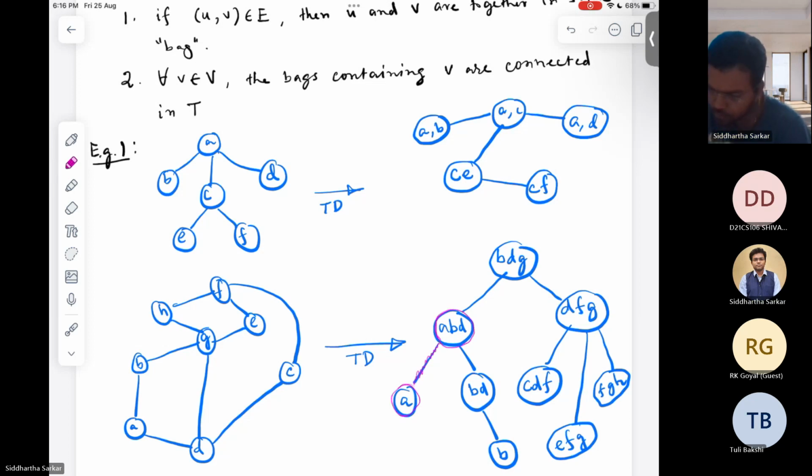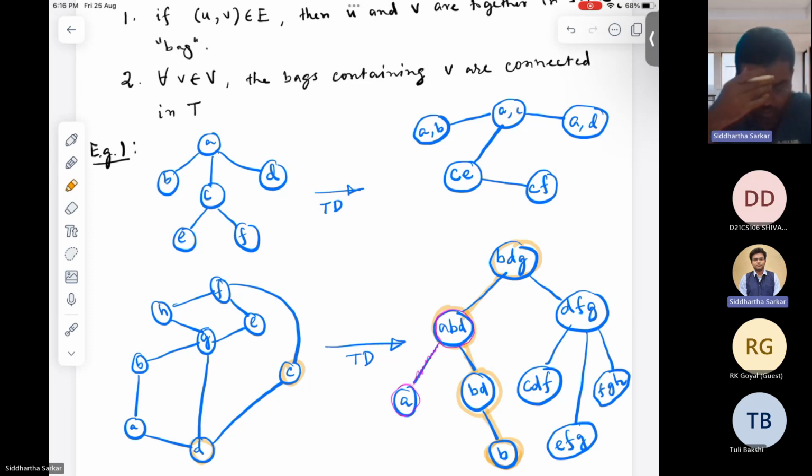Let's look at B. B is in this bag, this bag, this bag, and this bag. So if you look at these four bags, they also form a connected component. It is possible to go from any of these bags to any other bag via the edges connecting these bags only. For other vertices also we have to verify, but I hope you will believe me; for the sake of time, we will skip that. And this is a valid tree decomposition.